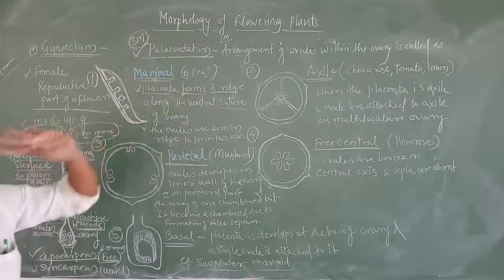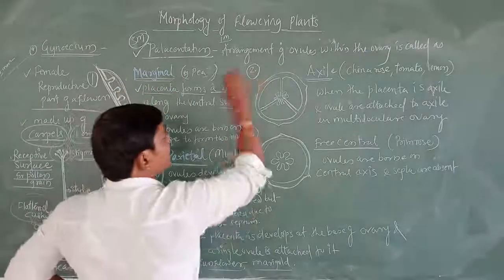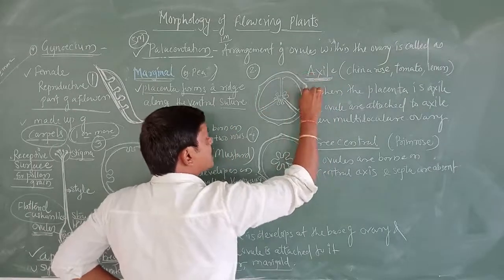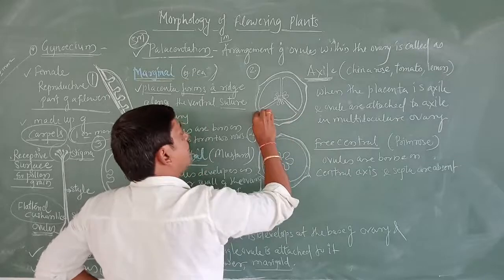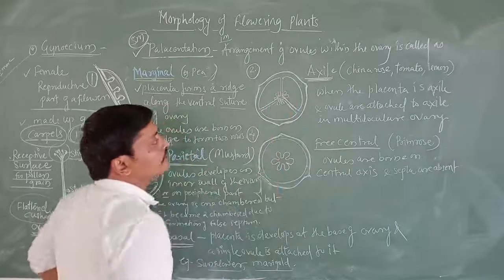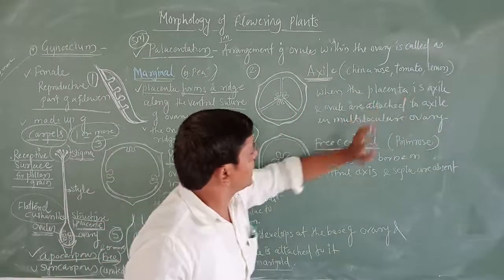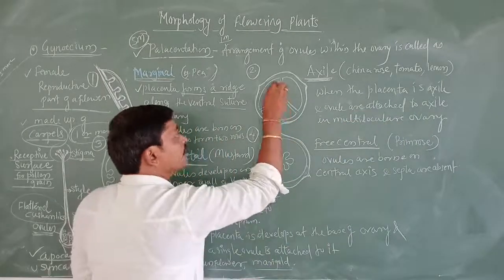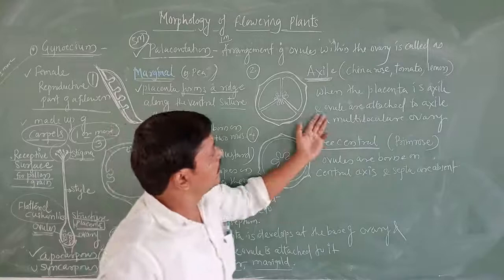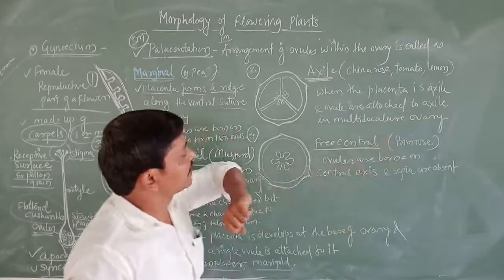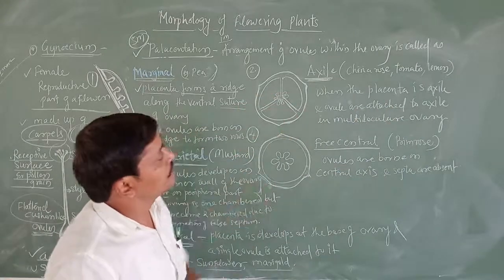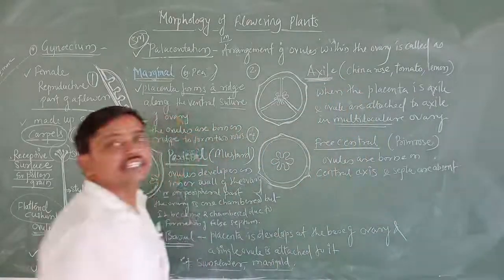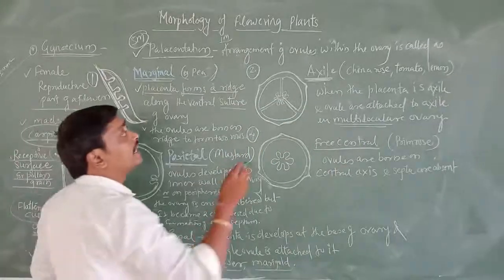Example, pea. Second type of placentation is axile placentation. Here see, in axile placentation, the placenta is axile and the ovules are attached to the axis. This type of axile placentation you are going to find in a multilocular ovary.